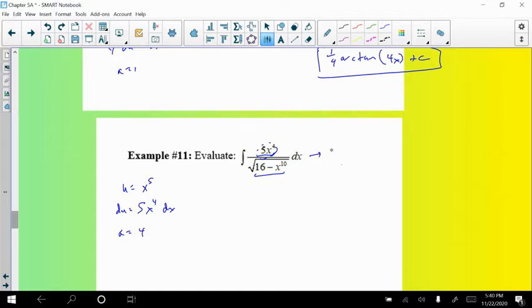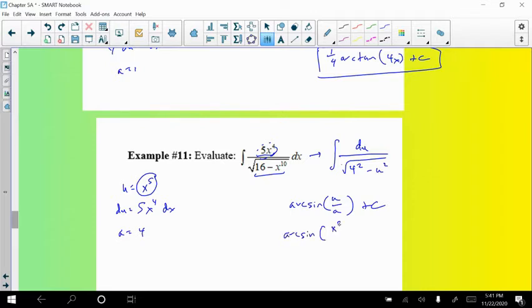So now we can rewrite this. It's the antiderivative. That's just a du divided by the square root of 4 squared minus u squared. And again, because we chose x to the 5th to be my u, x to the 5th squared would have been x to the 10th. So that lines up perfectly. Difference of squares here in the square root, this is arc sine. And again, arc sine does not have 1 over a. So it's just going to be arc sine of u over a, and then plus c. And then our u was x to the 5th. So arc sine of x to the 5th over 4 plus c.